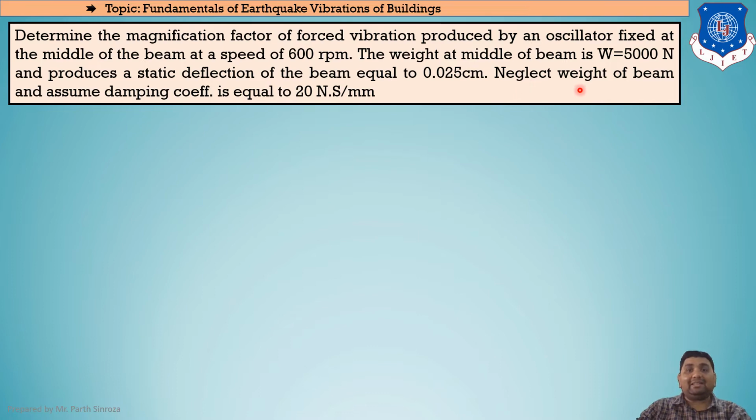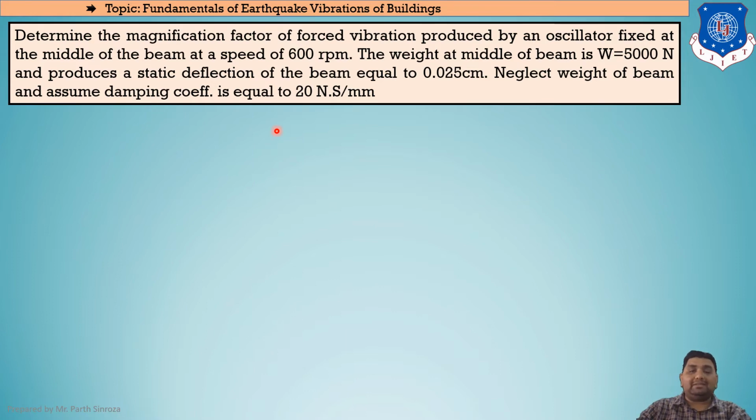We need to neglect the weight of the beam. That means the self weight of the beam is to be neglected. Only the weight of the oscillator is to be considered. And assume the damping coefficient is equal to 20 Newton second per mm. That means it is a sum pertaining to the damped condition. So finally it is proved that it is a sum of forced damped condition. Clear? This is how we will be identifying which case we are looking at.